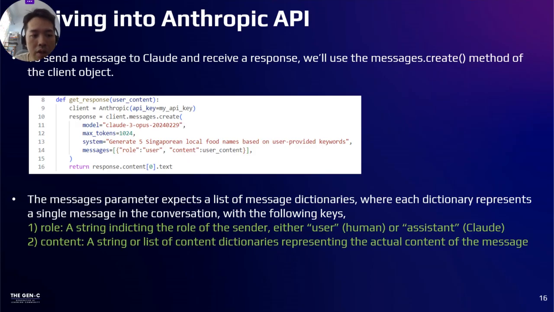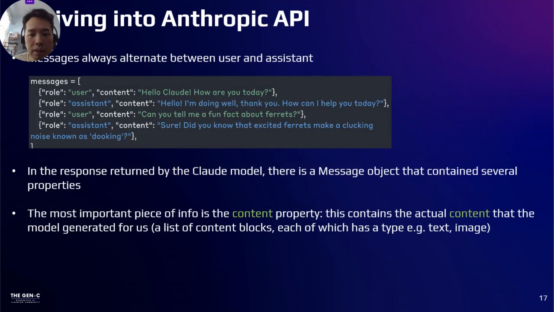Then lastly, you will return a value, which is response.content.text. The messages parameter expects a list of message dictionaries, where each dictionary represents a single message in a conversation. So you will need to indicate a role, which is either user or assistant. Then content, which I've already talked about. Messages always alternate between user and assistant. For example, you can say something like, hello Claude, how are you today? And then Claude will reply, hello, I'm doing well, thank you, how can I help you today? So on and so forth.